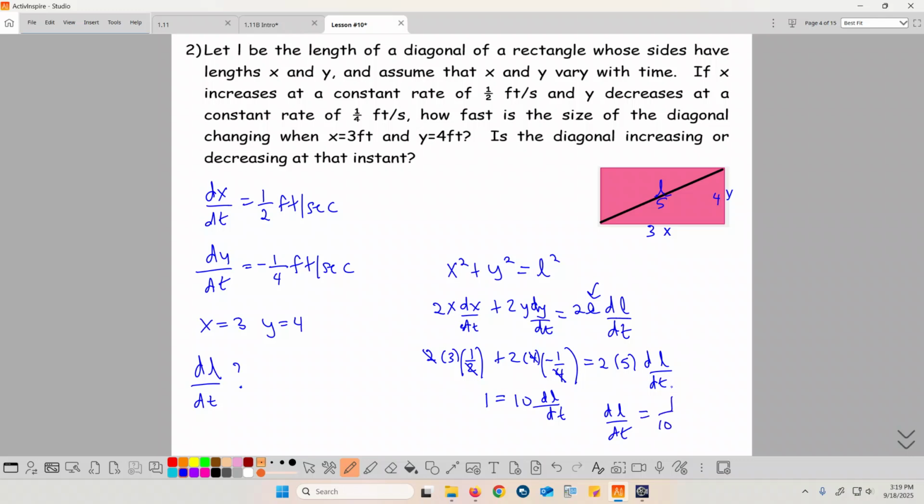Now we need a unit, right? Just like the x and the y were feet per second, well, that means that the diagonal here is changing at a rate of 1/10 feet per second, okay? So that's the answer to that. Now, notice that my answer there was positive, right? And so to answer the second part, is this diagonal increasing or decreasing? This diagonal would be increasing, okay? So if it's positive, it would be increasing. If it's negative, we know that it would be decreasing.